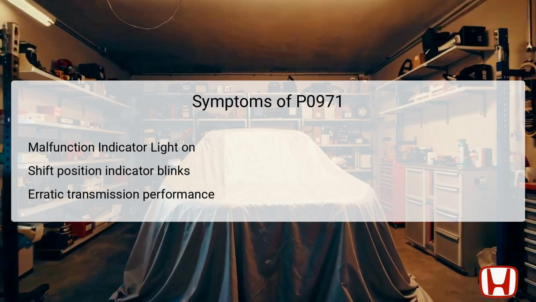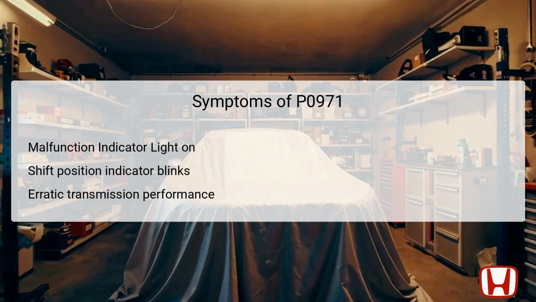When DTC P0971 is present, certain symptoms become apparent, indicating there is an issue within the system. The first notable symptom is the activation of the malfunction indicator light, commonly known as the MIL, which alerts the driver to an underlying problem with vehicle performance. Another sign is the blinking of the shift position indicator, which can further signal transmission issues. Drivers may also experience erratic transmission performance, such as slipping or a delayed response when engaging forward or reverse gears.